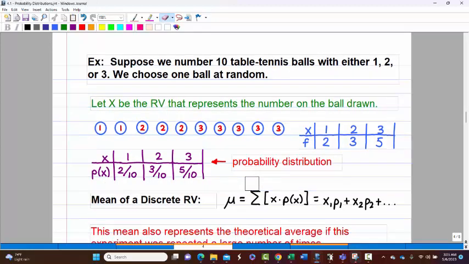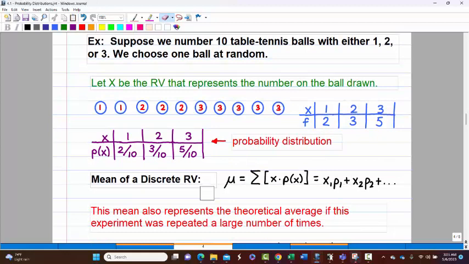Now let's talk about the mean of a discrete distribution, the average. It's pretty easy to calculate.